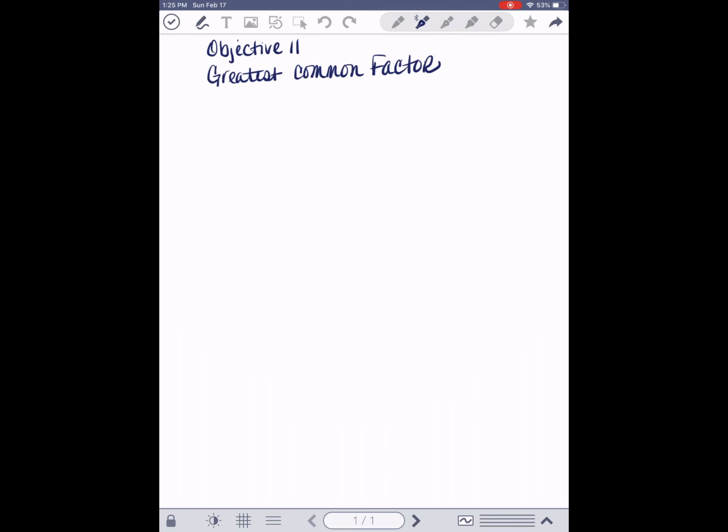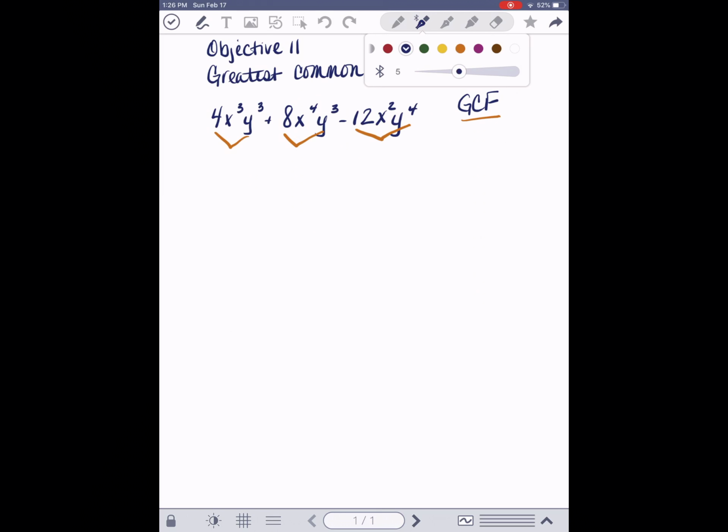So for example, let's take a look at this. If we have 4x cubed y cubed plus 8x to the fourth y cubed minus 12x squared y to the fourth. We're going to take a look at all these and figure out what is the GCF, or the greatest common factor, that we can take out of each one of these. That will be defined as our greatest common factor.